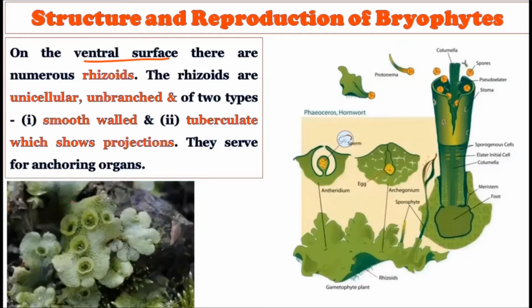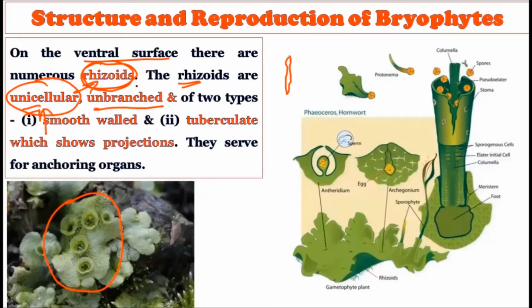Now consider the ventral surface, the back side of the thallus. This is the front side, the dorsal side, and on the back side, that is on the ventral surface, there are numerous rhizoids. Of course, rhizoids are used for anchoring. We have discussed these rhizoids in the last lecture. Rhizoids may be unicellular or multicellular, but in Marchantia they are single-celled structures, that is, unicellular rhizoids.